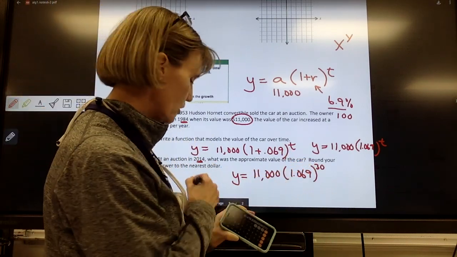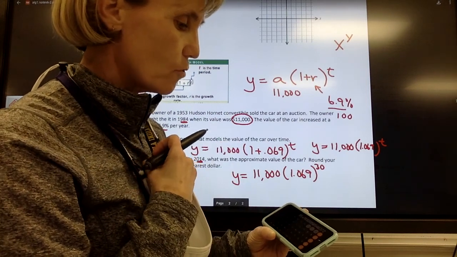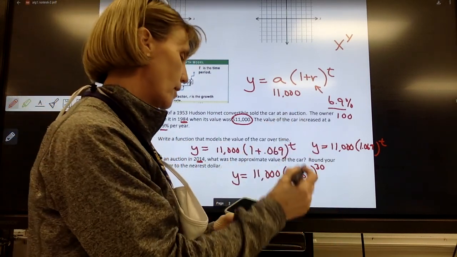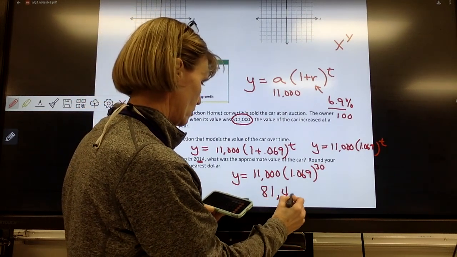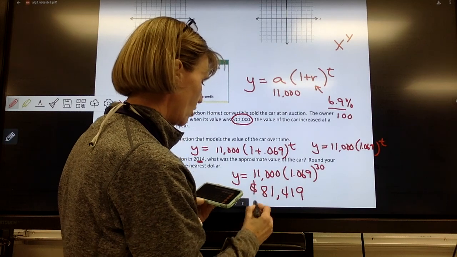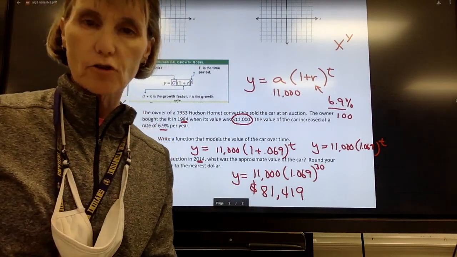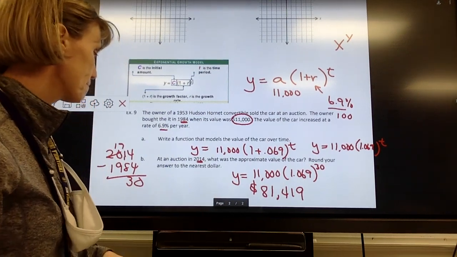Okay, and it says round to the nearest dollar. So look at your cents. Mine says $81,418.64. That's going to round up to $419. So $81,419 is what the value of that car would be after 30 years. That's a pretty good investment when you have an antique like that.